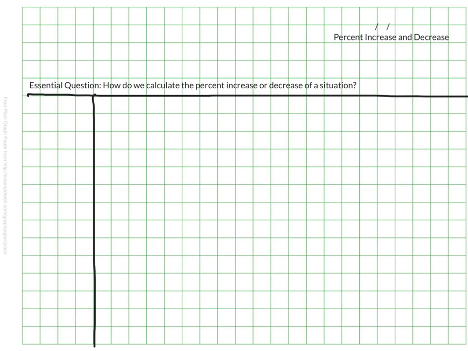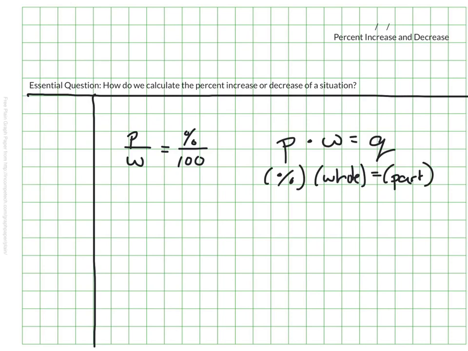And remember, there are lots of ways to calculate percentages. In the past, we've done ratios with part over whole is a percent out of 100, and more recently we've begun to solve percentage problems as equations. And we've done that by doing the percent times the whole, and that gives us the part or the quantity that we are looking for. So let's look at a quick example as a recap.